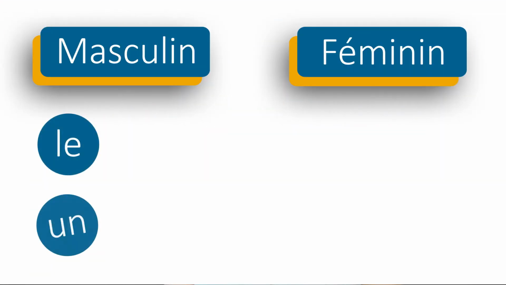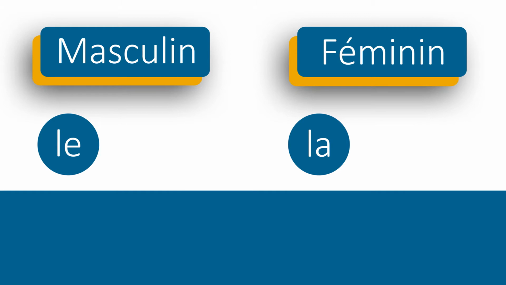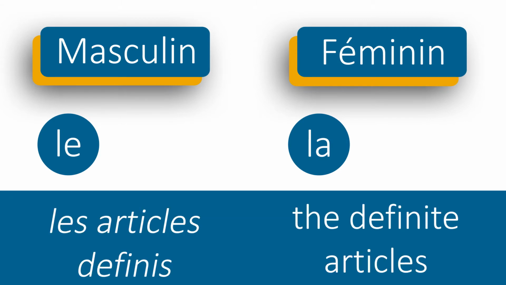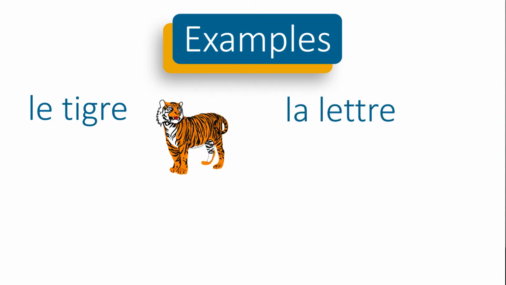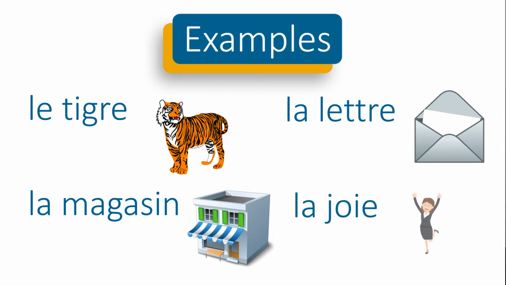Keep trying to do this, but like I can't really hold down my fifth finger. Oh well. Le et un are masculine, et la et une are feminine. Le et la are the articles définis, the definite articles. This is a fancy way of saying the. Examples using the definite article would be le tigre, la lettre, le magasin, et la joie.